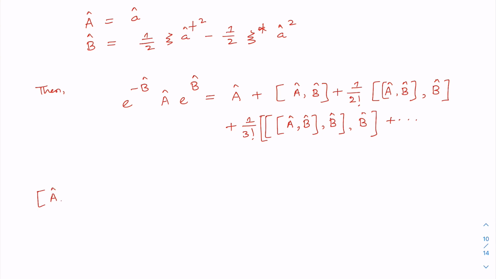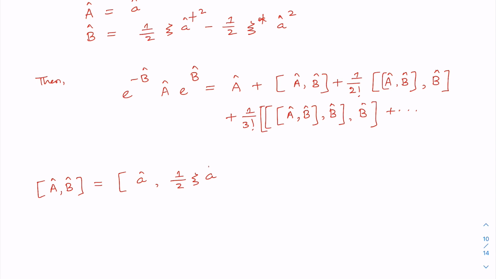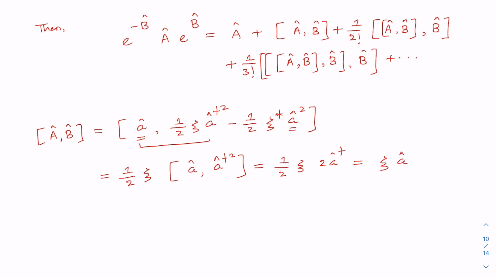Let us evaluate term by term. First of all, if I evaluate [A,B], here capital A is equal to the small a, and B is equal to half ξ a dagger square minus half ξ star a square. Because a commutes with a square, we need not bother about that part, so we have to bother about this part. So this I can write as half ξ [a, a dagger square], which we know is half ξ times 2a dagger, so therefore this would be simply ξ a dagger.